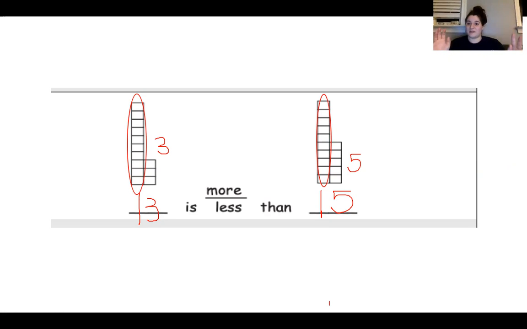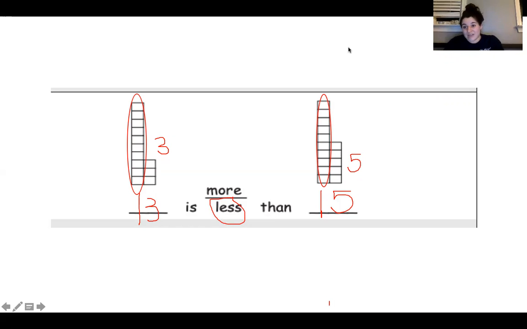But I can flip-flop it. I can say 3 is less than 5. Can you say that? 3 is less than 5. We figured it out. We know that 3 is less than 5. So I know that 13 is less than 15. So I'm going to go ahead and circle the word less. You did it. Great job.